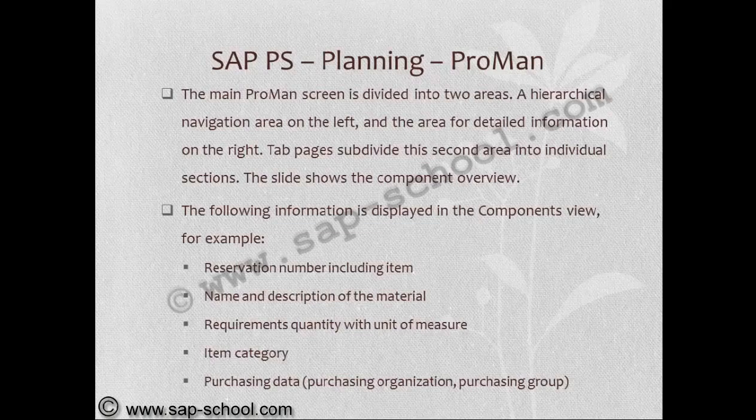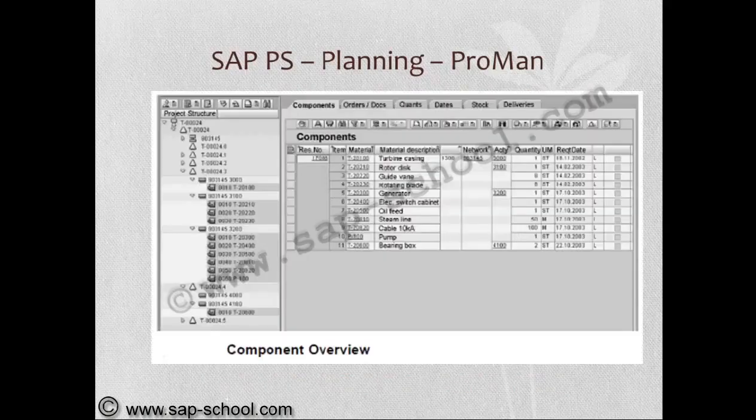For example, reservation number including item, name and description of the material, requirements quantity with unit of measure, item category, purchasing data. So here we can see the component overview, where the components, component descriptions and quantities are shown at the right side of the screen.